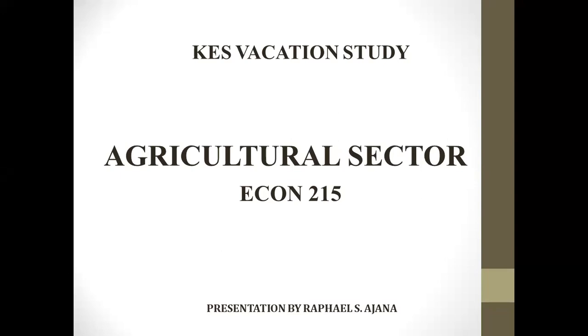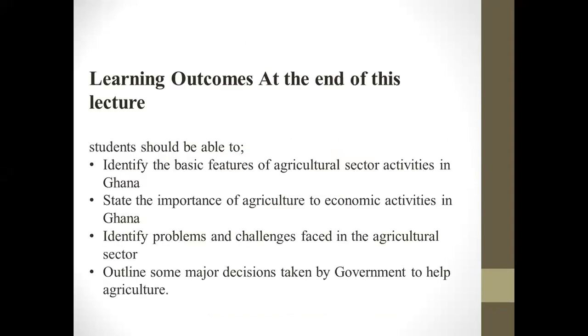So today we're looking at the agricultural sector, Econ 215. The objectives for this study are, first, to identify the basic features of the agricultural sector activities in Ghana. Then we look at the importance of agriculture to economic activities in Ghana. How has the agricultural sector been of impact to the nation Ghana? We also look at the problems and challenges faced in the agricultural sector. Then we outline some policies or decisions taken by the government to help solve these problems and to improve upon the agricultural sector.